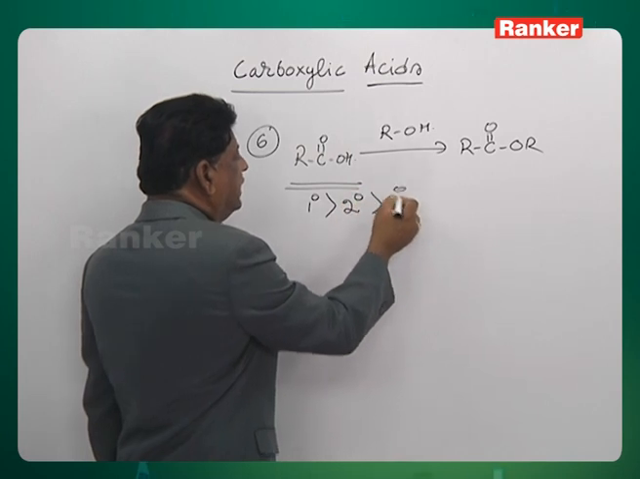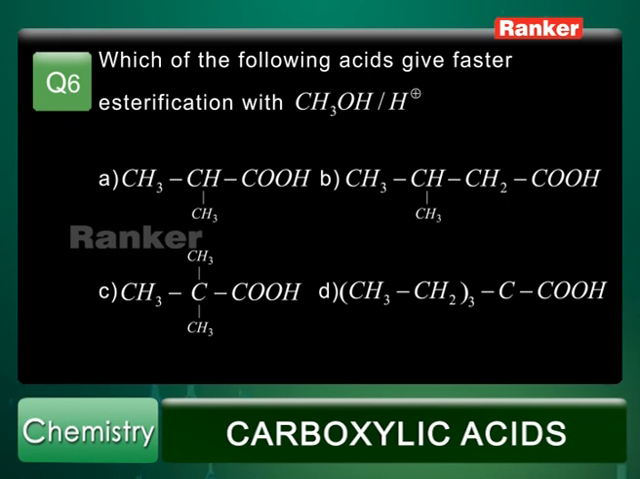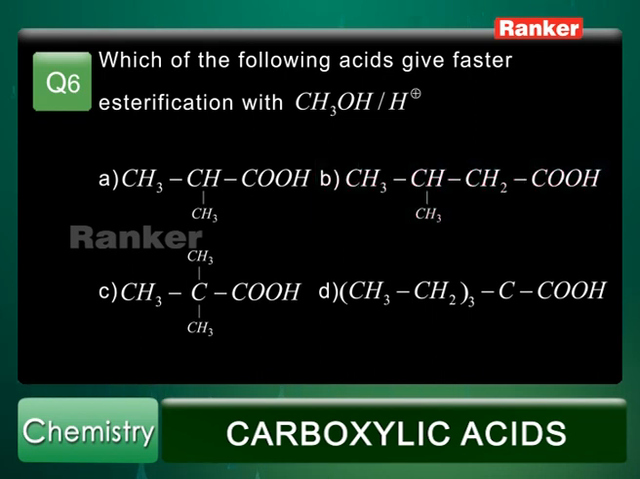In ester formation, the 1 degree is better reacted than the 2 degree, which is better than the 3 degree. So, checking the given acids, the first one is a secondary carboxylic acid, option B is a primary carboxylic acid, and options C and D are tertiary carboxylic acids. So, therefore, option B will be the right answer. Answer B, which is a primary carboxylic acid, undergoes faster esterification.